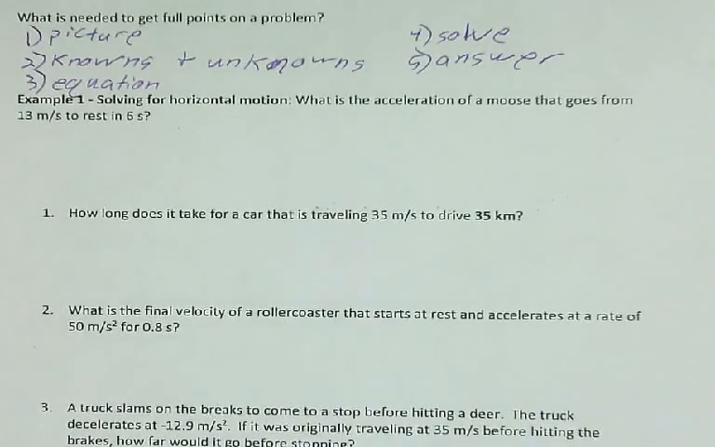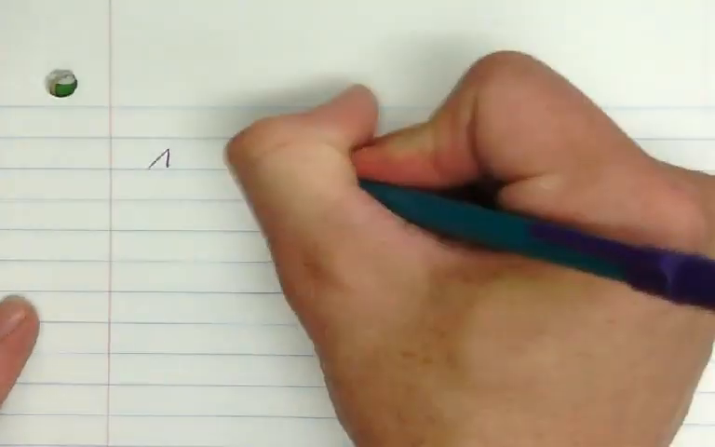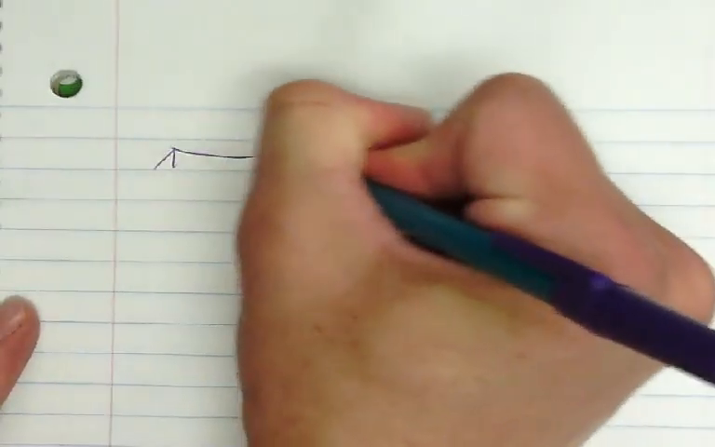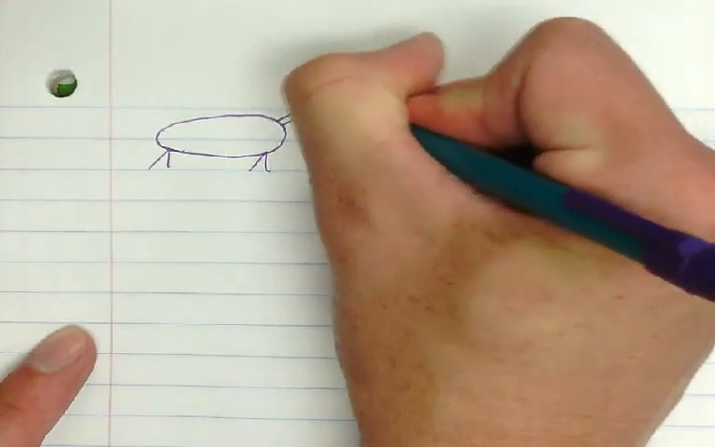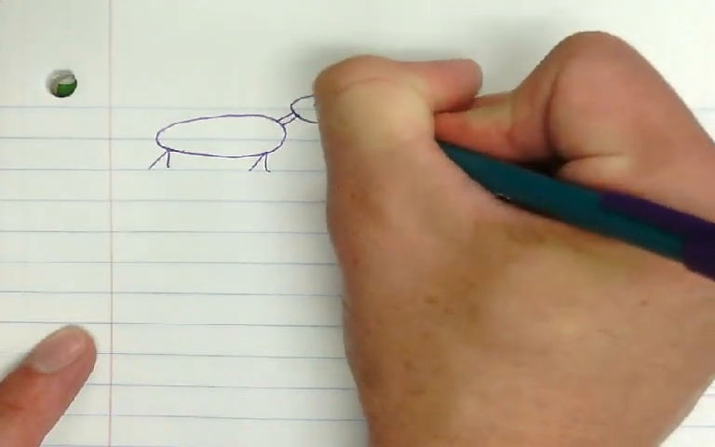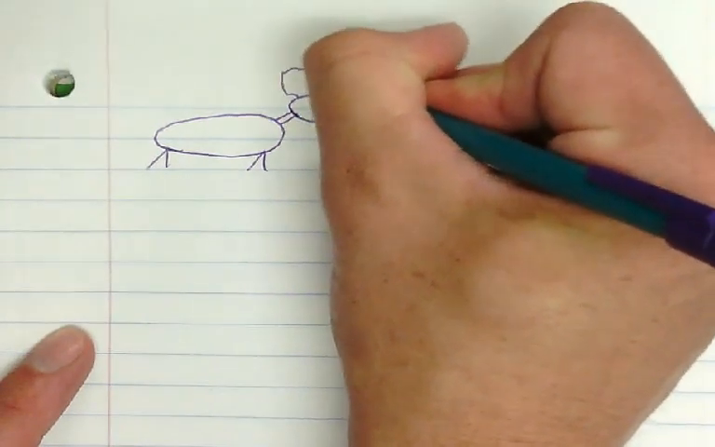So let's look at example 1, solving for horizontal motion. What's the acceleration of a moose that goes from 13 meters per second to rest in 6 seconds? So first things first, I'm going to draw a picture. So I'm going to draw my moose. It's a very, very long and stocky moose. There we go.